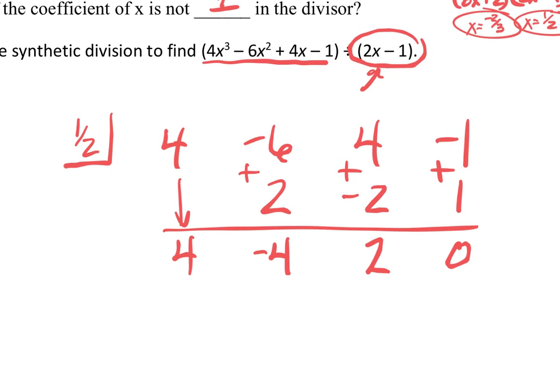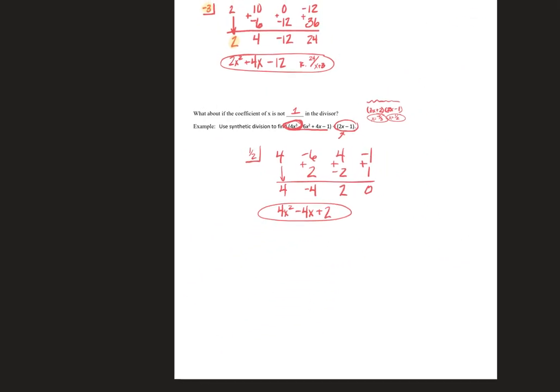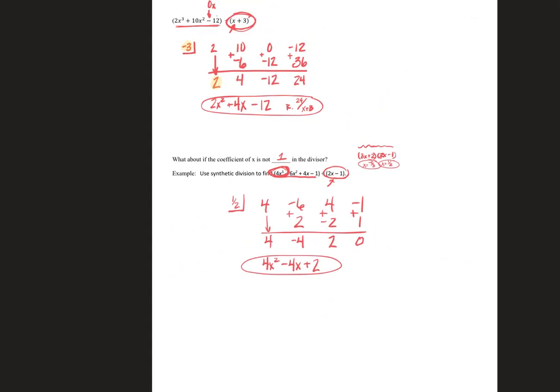So there it is. This answer should also be a quadratic. Again, the original function was to the third power up here, so the new function is to the second power. So 4x squared minus 4x plus 2, and then a remainder of 0. You don't have to write anything. And there we go. So that's synthetic division at this point, and hopefully those two examples sort of help remind you of how to do it.